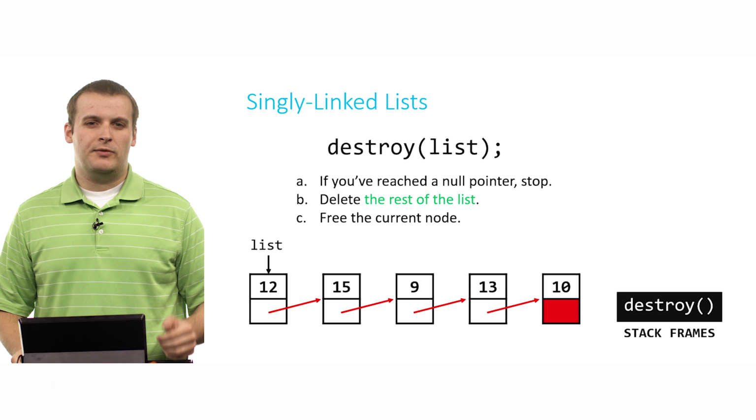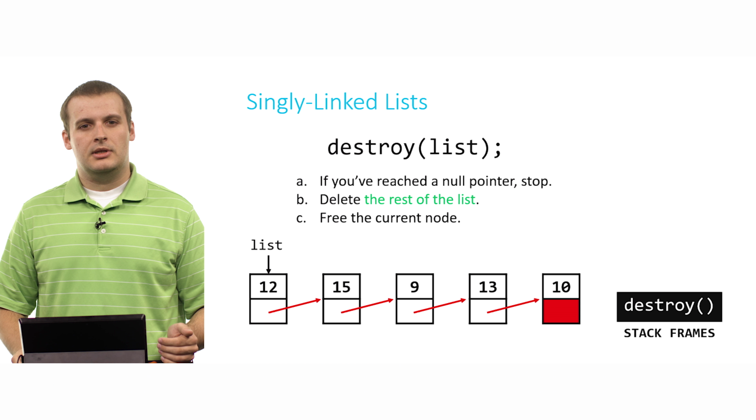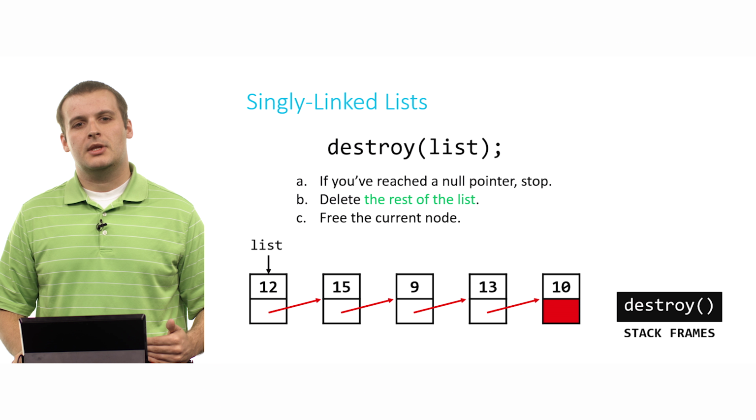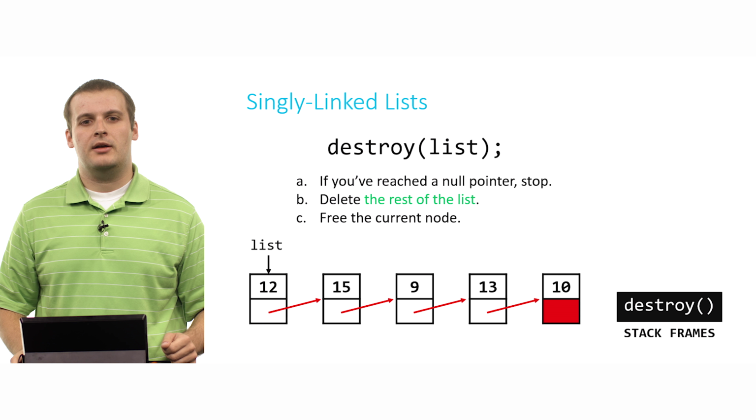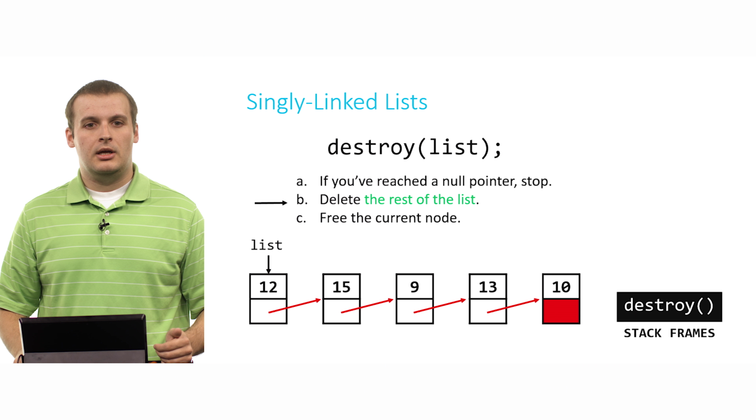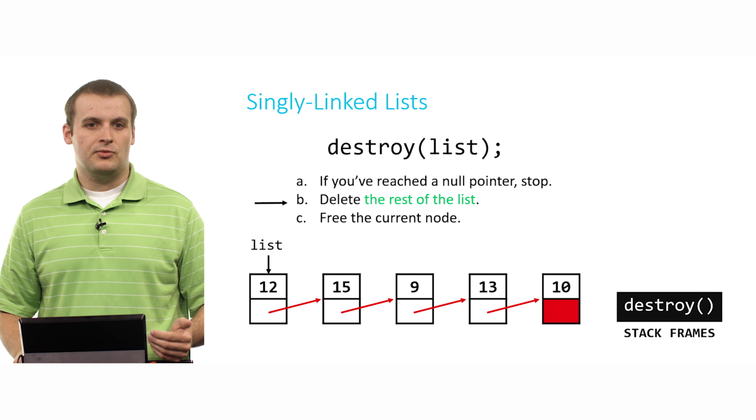So here's our pseudocode. If we reach a null pointer, stop. Otherwise, delete the rest of the list, then free the current node. So right now, list, the pointer that we're passing in to destroy, points to 12. 12 is not a null pointer, so we're going to delete the rest of the list.